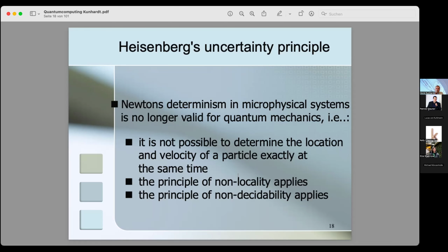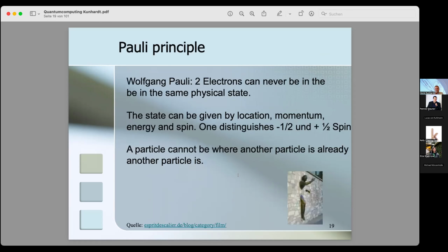Therefore, are there non-locality effects or non-decidability effects? And that blows our mind a bit, because in the normal world, if we take an apple or a stone and let them fall, it will definitely fall to the ground or to the carpet. That's no longer true in the world of quantum. Therefore, we have to decide what to measure, and with what technology we want to measure the effect.